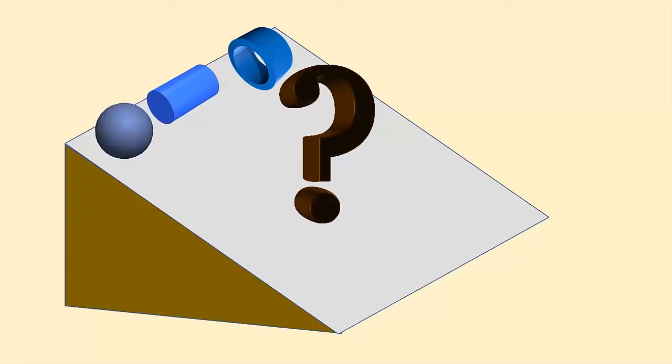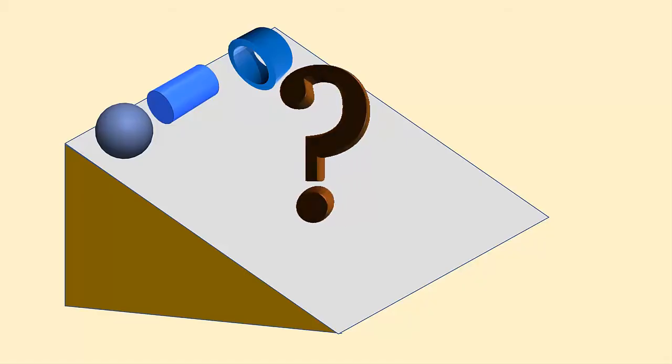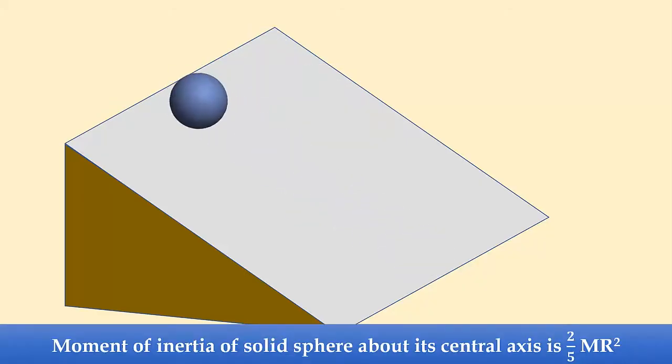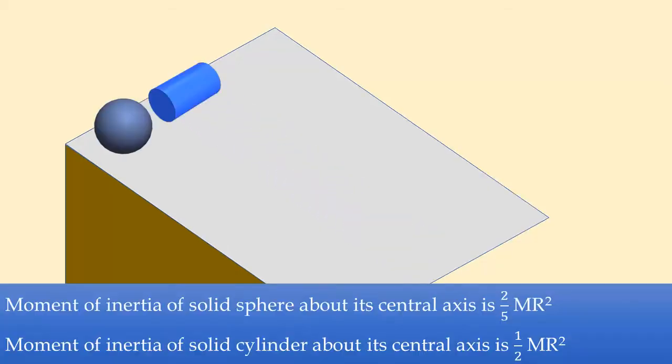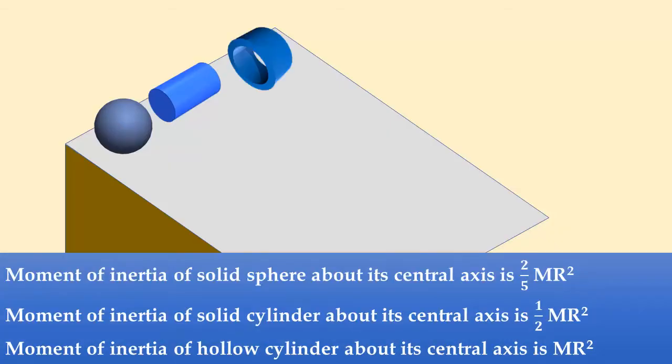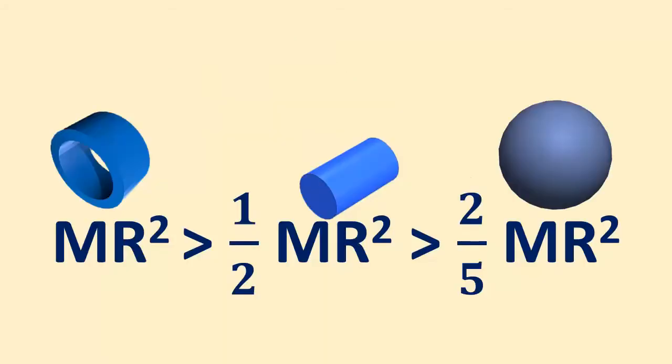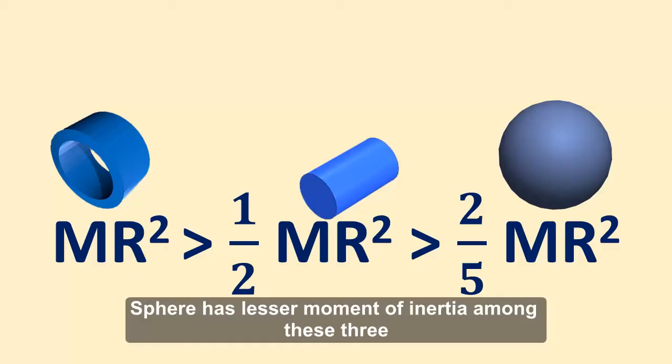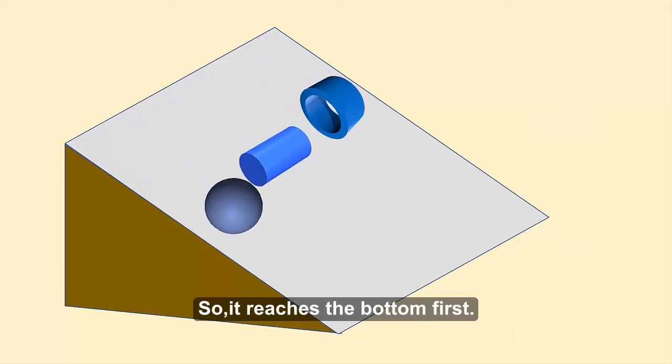Now, if you look into our initial problem, the moment of inertia of a solid sphere about its central axis is 2/5 mr². The moment of inertia of a solid cylinder about its central axis is ½ mr². The moment of inertia of a hollow cylinder about its central axis is mr². If mass is the same in the three cases, mr² is greater than ½ mr², which is greater than 2/5 mr². The sphere has the least moment of inertia among these three, so it reaches the bottom first.